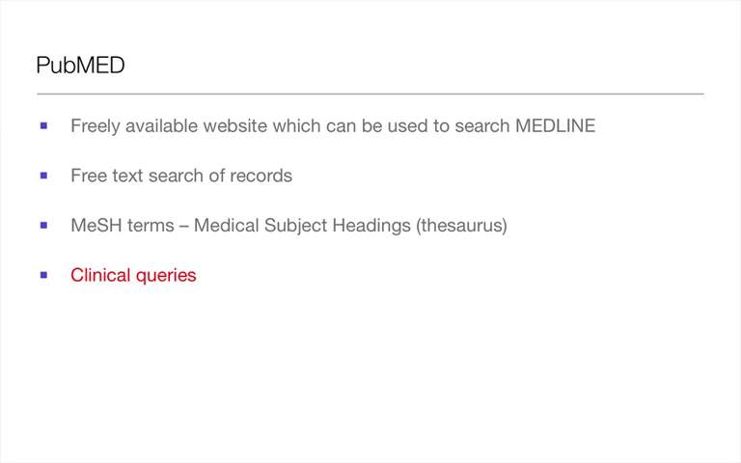So how do you go about searching some of these databases? Well, one way is to use a website called PubMed. And this is a freely available website which can be used to access the Medline database. What you can do using PubMed is perform a free text search of each individual record within the Medline database. In addition, Medline can also be searched using the so-called MeSH terms, medical subject headings, and this is a thesaurus which provides a standardized set of keywords which can be used in order to search for particular key topics which are relevant to your particular search topic.